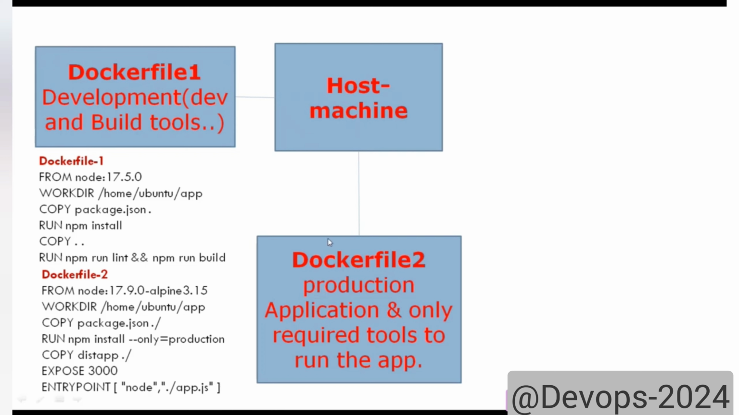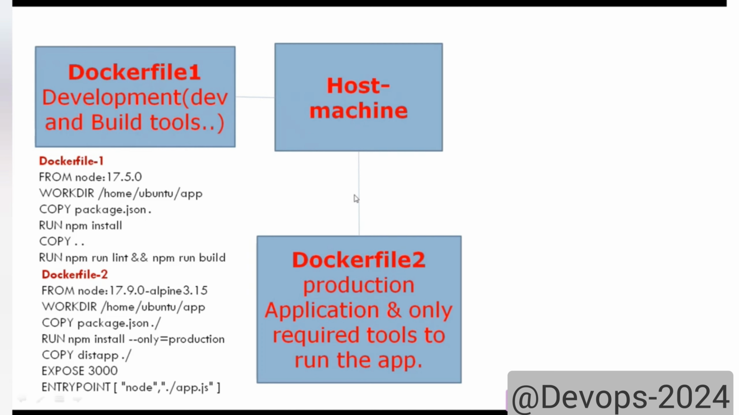So this is how we did the multi-stage build earlier. The simplification is that Dockerfile 1 is used to build the application and copy the output to the host machine, and Dockerfile 2 is used to copy the output from the host machine into the work directory. Then it is bundled as an image. That final image contains only the application and the tools required to run it.